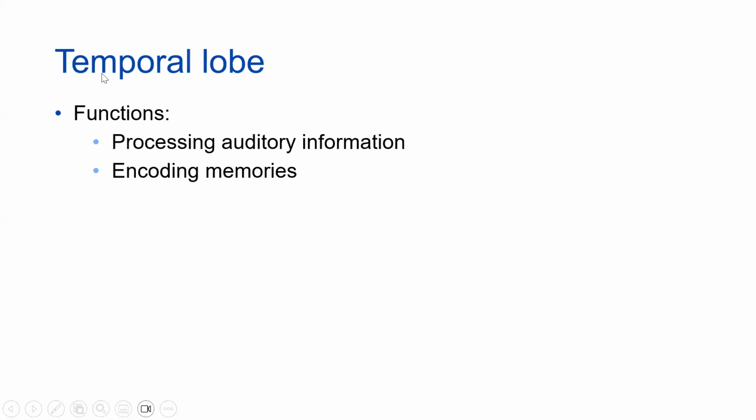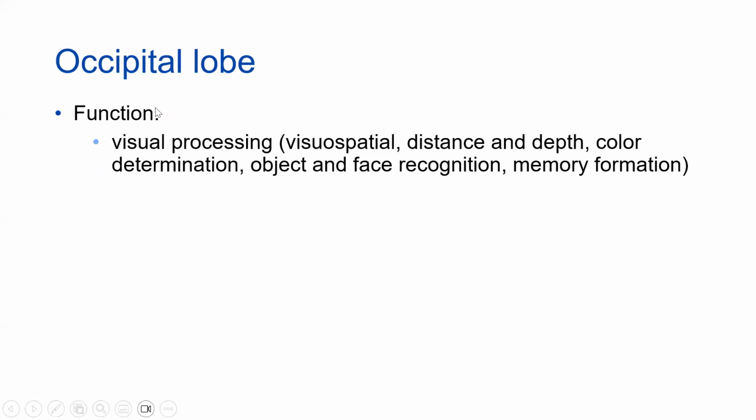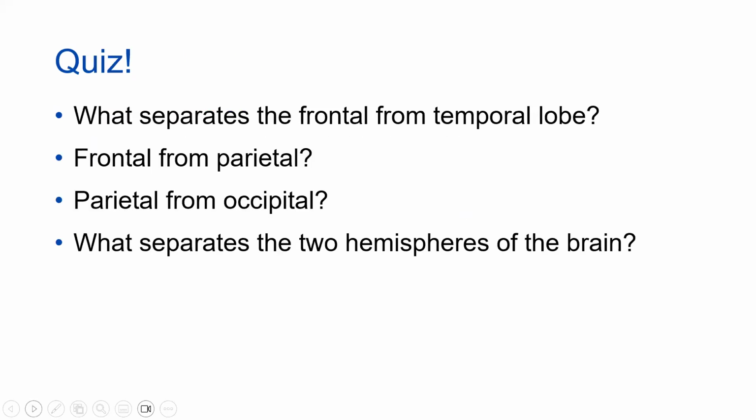Temporal lobe, I like to remember this because temporal lobe, tempo, so it's important for processing auditory information, and also it's important for encoding memories. The occipital lobe in general is for visual processing, such as visual spatial, distance and depth, color determination, object and face recognition, and memory formation.